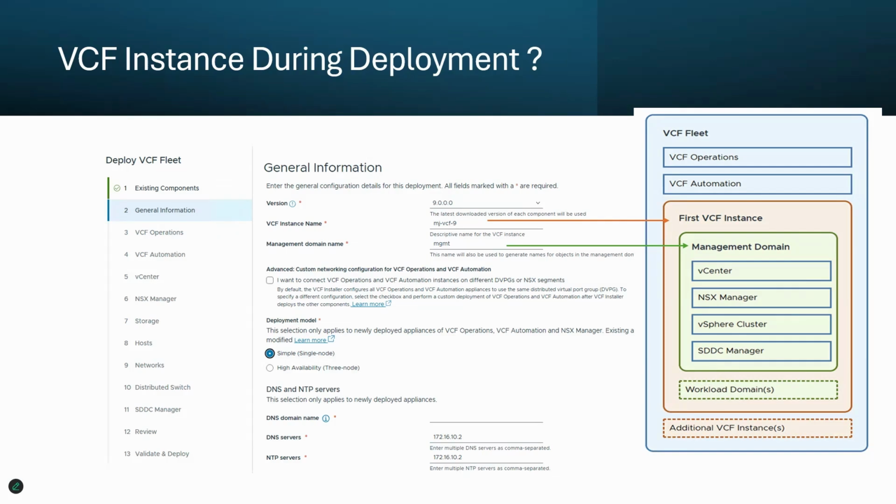Next, we define the management domain name below that. Here we set the name as mg-mt. As discussed in the last slide, the management domain is the foundation of the VCF instance, which hosts all the management services like vCenter, NSX Manager, vSphere cluster, and SDDC Manager, which keep the VCF private cloud up and running. The wizard also tells us this mgmt name will be used to generate names for objects in the management domain. You can read the lines below the management domain.